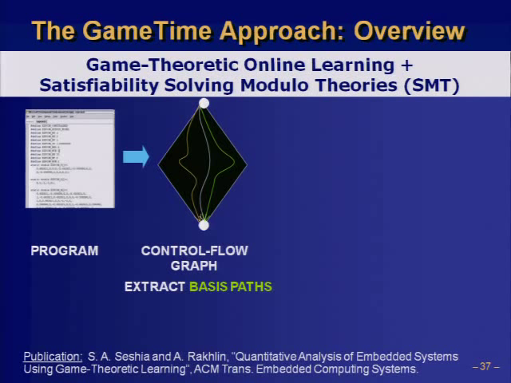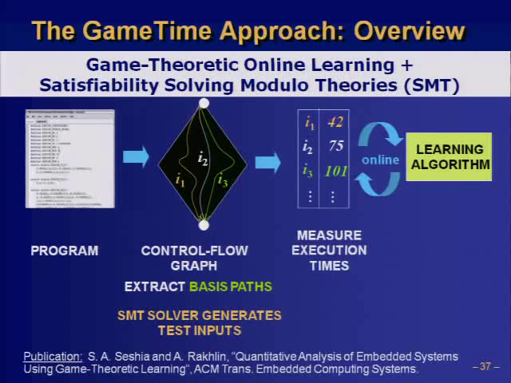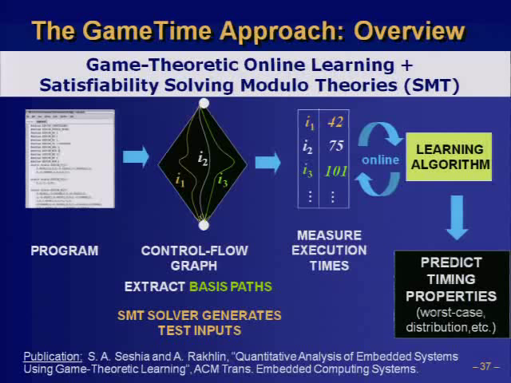And then for these paths, we invoke these SMT solvers to generate test cases that will cause the program to execute those paths. And then once we have these test cases, we run measurements on the actual hardware, where we run these test cases and measure the total number of CPU cycles that the program takes on these test cases. And this is done in an online loop where there's a learning algorithm that constructs a model of how the platform affects the program's execution time. And at some point in this process, we stop, and we can then predict various properties of the program. So for instance, you can ask what is an estimate of the worst case execution time, and we can produce an estimate.